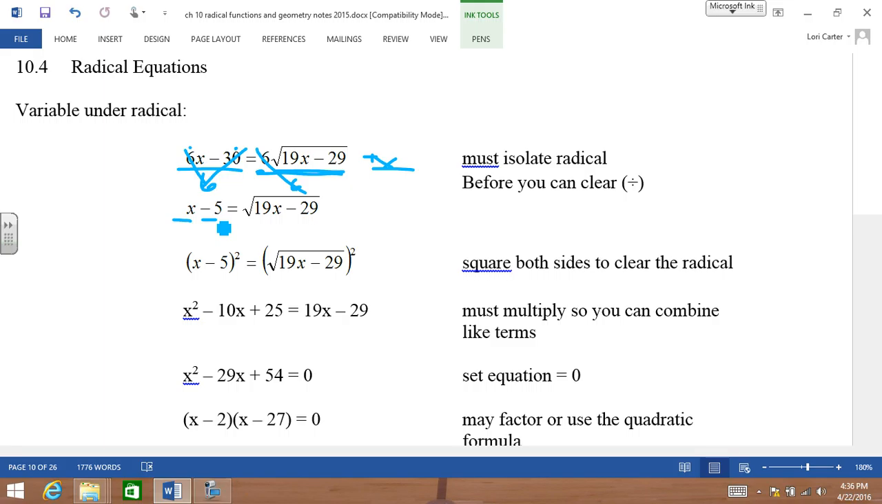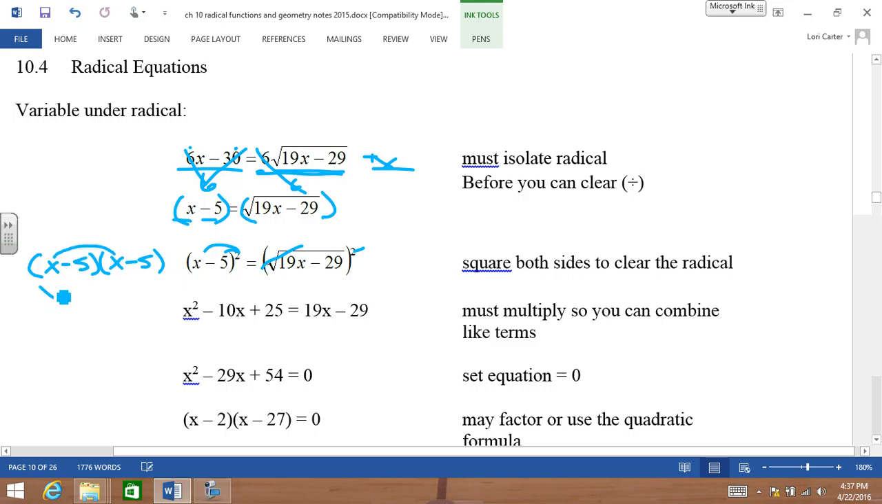In order to do that, you must remember that to clear a square root, you have to do the opposite, which is squaring. So we're going to square both sides of the equation. We square the left and the right side. Once you square, the square and the square root cancel. You have to remember that x minus 5 squared is not x squared minus 25. You have to take x minus 5 times x minus 5 because there are 2 of them.